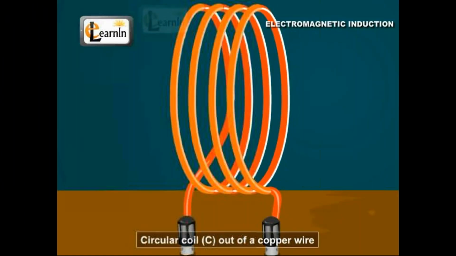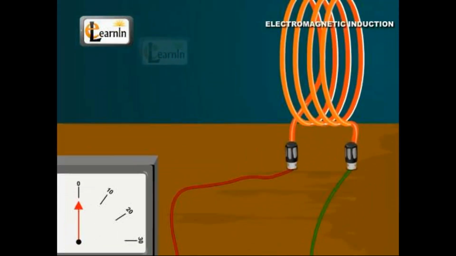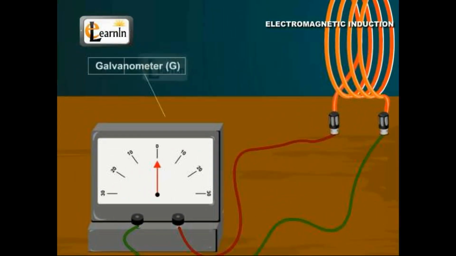Electromagnetic induction. Prepare a circular coil out of copper wire. Connect the two ends of this coil to the two terminals of a sensitive galvanometer with a scale having zero at the center.